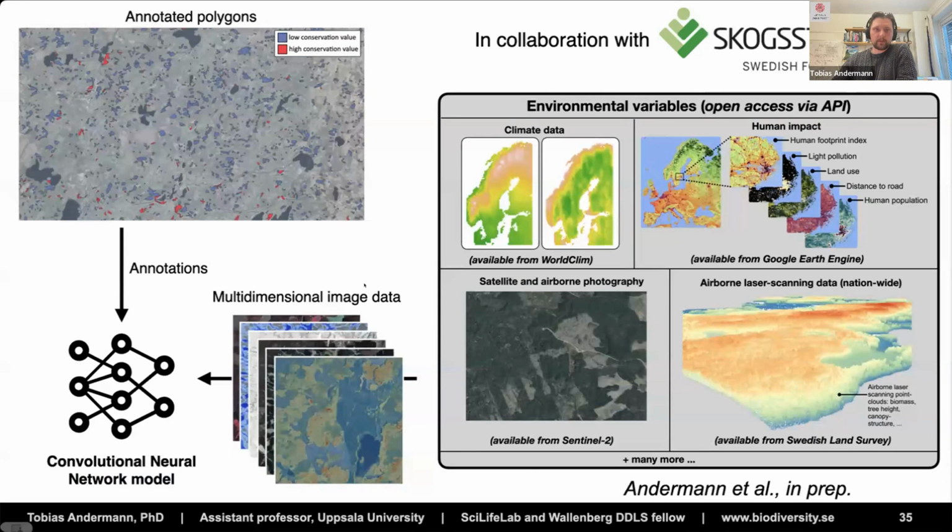So now here in this model, we use our annotated polygons and all of these different environmental data from airborne laser scanning, from satellites, and also from other data sources like climate data. And we build a convolutional neural network that can take all this multi-channel image that comes from these data sources and actually segment. It's a segmentation task, really, where are high conservation value forests. And it learns that from our training data here.